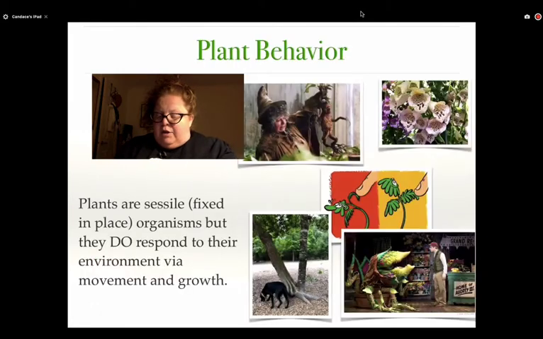Okay, so plant behavior. We know, I hope we remember, that plants are what's called sessile. They're fixed in one place. So they don't move, can't pick themselves up and move to another place. But they do respond to their environment. And so the way they respond is through movement and growth. And so that's what we're going to look at today.